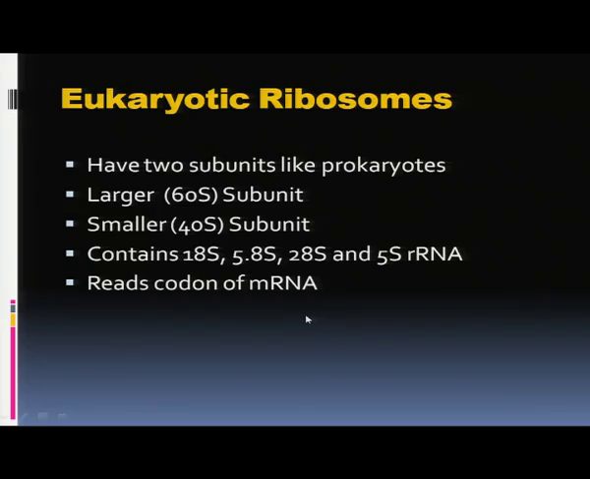If we talk about eukaryotic ribosomes, in case of eukaryotes, they also have 2 subunits like prokaryotes, but in case of eukaryotes, the larger subunit is 60S and the smaller subunit is 40S, and the ribosomes contain 28S, 5.8S and 5S ribosomal RNA. And like the prokaryotic ribosome, it also reads the codon of messenger RNA for protein synthesis.